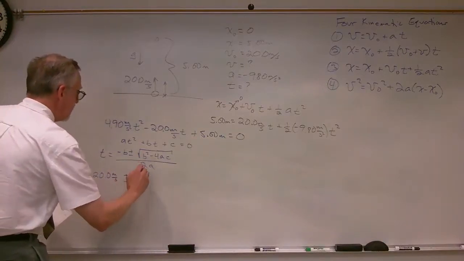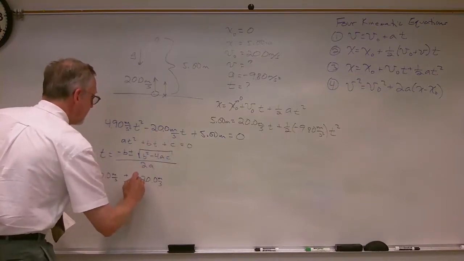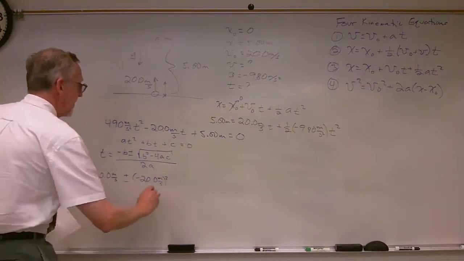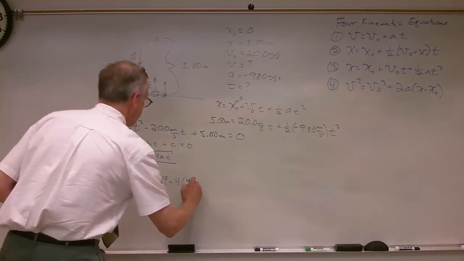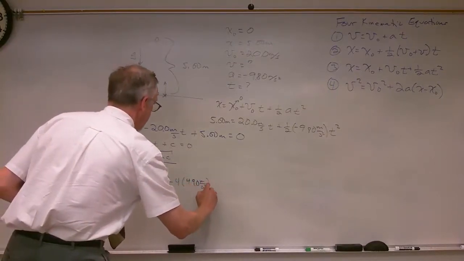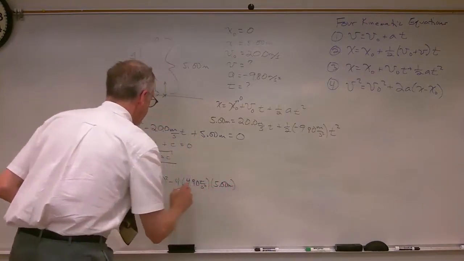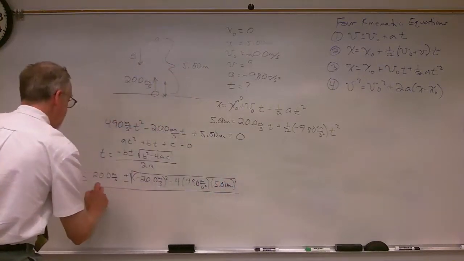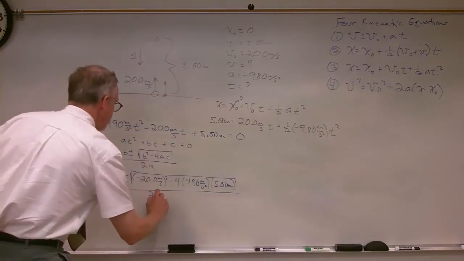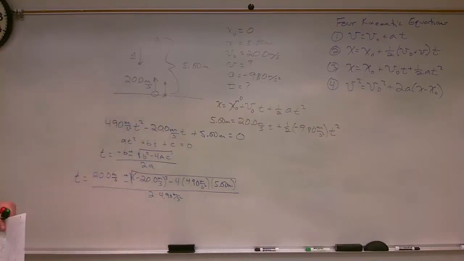plus or minus, then b squared, 20.0 meters per second. There's a minus there, so we've got to square that. And then minus 4 times a, which is 4.9 meters per second squared, times c, which is 5 meters. We've got to take the square root of all of that. And then divide the whole thing by 2a, which is 2 times 4.90 meters per second squared. There we go. So there's the whole solution.